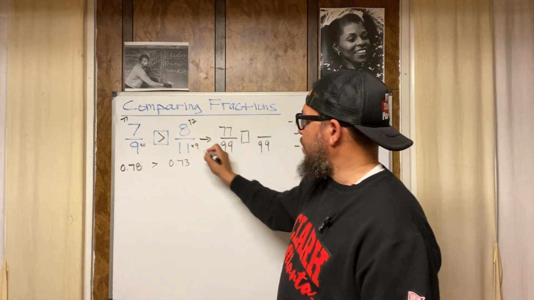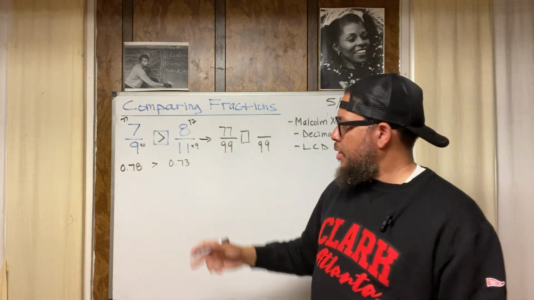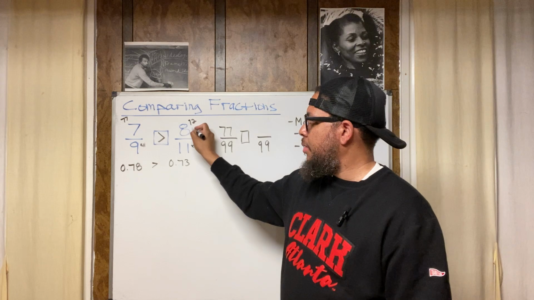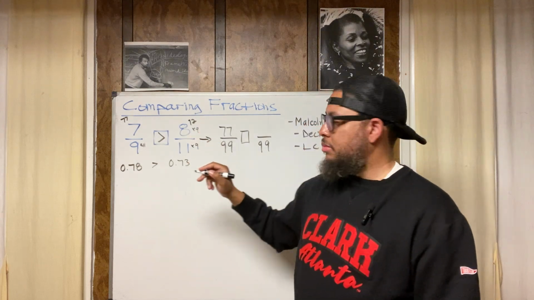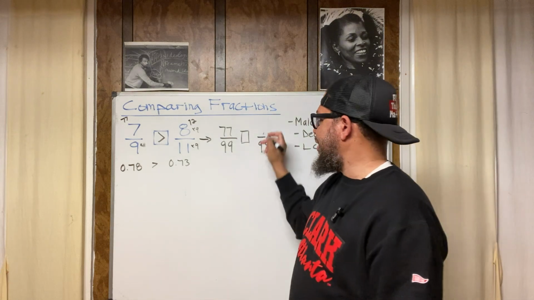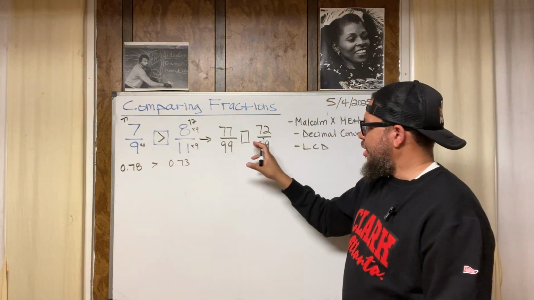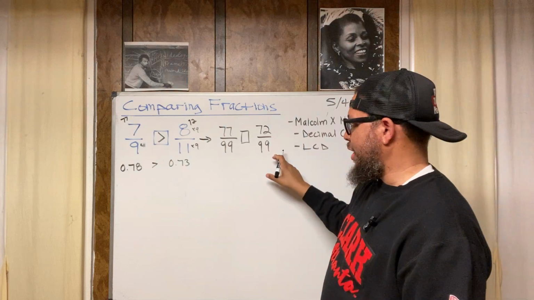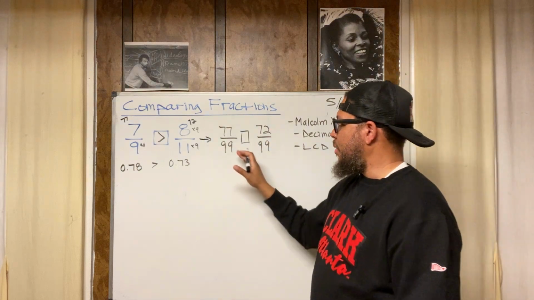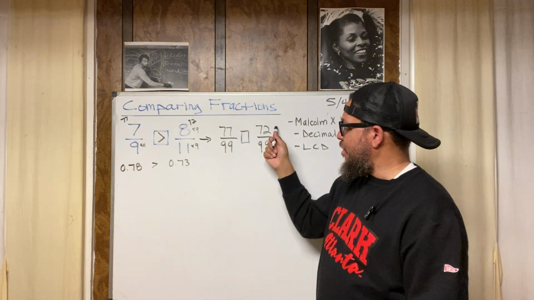So if I multiply 11 by 9 to get 99, what do you think I'm going to do with this 8? If I multiply by 9 on the bottom, I multiply by 9 on the top. What's 8 times 9? 72. Again, you got to know your multiplication facts. I can't stress that enough. Now we got 77/99 compared to 72/99. Now, how many 99ths do we have? I got 77 right here, and I got 72 right here.